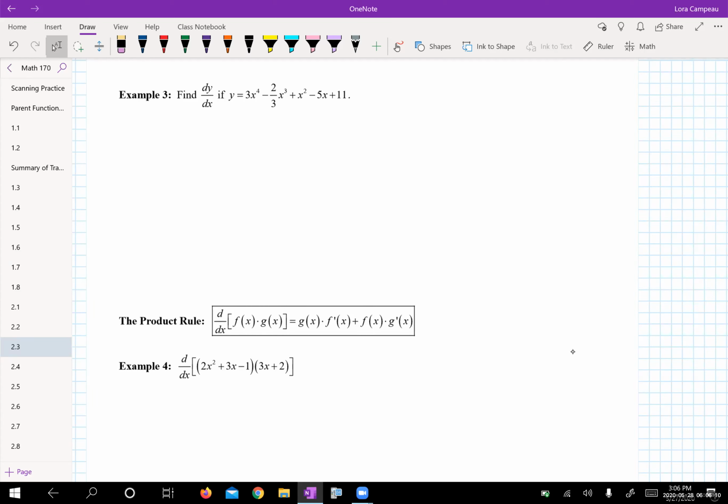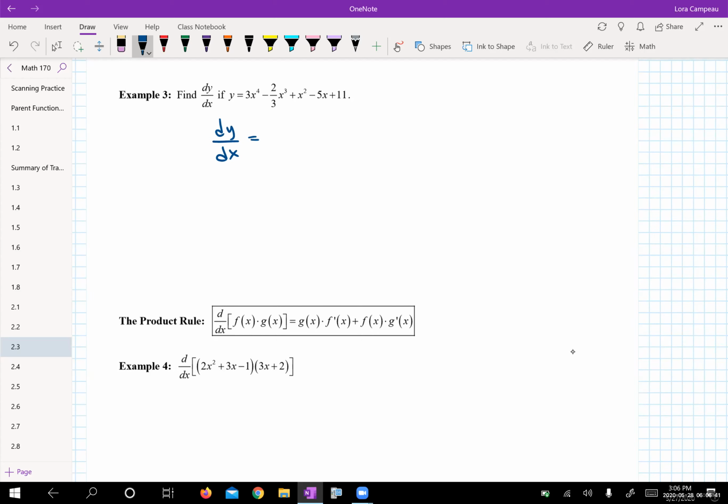We're using that notation. If your function y is equal to 3x to the fourth minus 2/3 x cubed plus x squared minus 5x plus 11, well, as long as we're noticing that we have a sum or difference, you could take the derivative of each individual term. So again, if I am denoting the derivative, I'm using what they're asking me to based on the function given. So I'm writing dy dx.